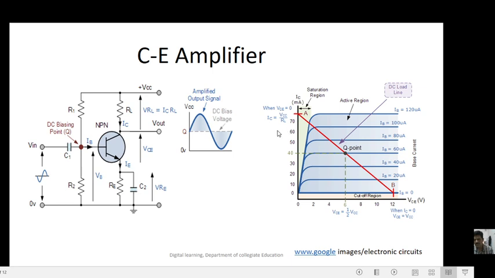So here the figure is given, the diagram is given here. So this is the straight line. The straight line represents y is equal to mx plus c. So here IC is plotted against VCE. So this straight line is known as y is equal to mx plus c.